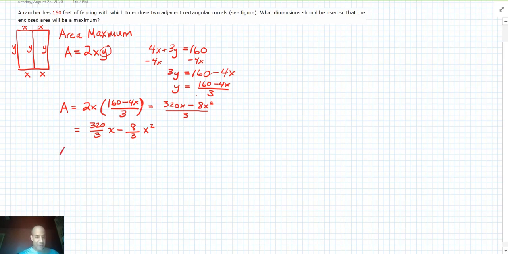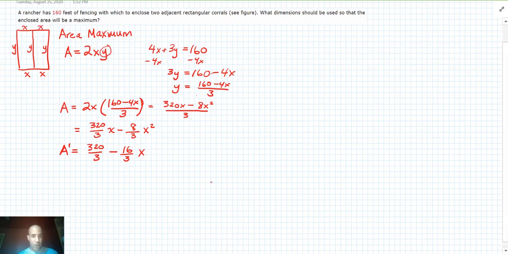So what I'm going to have here is a prime. I'm going to do my derivative now, right? This is just x to the first, so that just becomes 320 over 3 minus, and this is 2 times 8 over 3, so that's 16 over 3 x. And our job is to find the critical number so we can maximize this area, right?